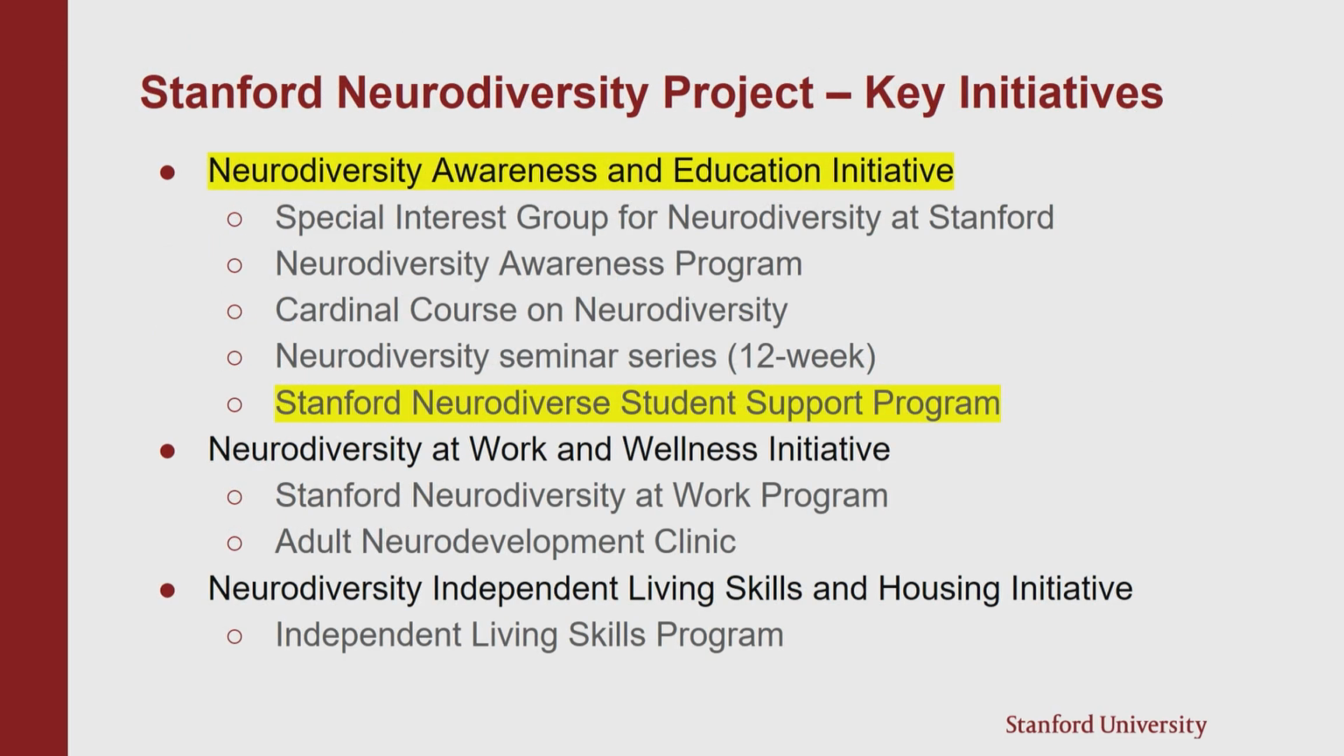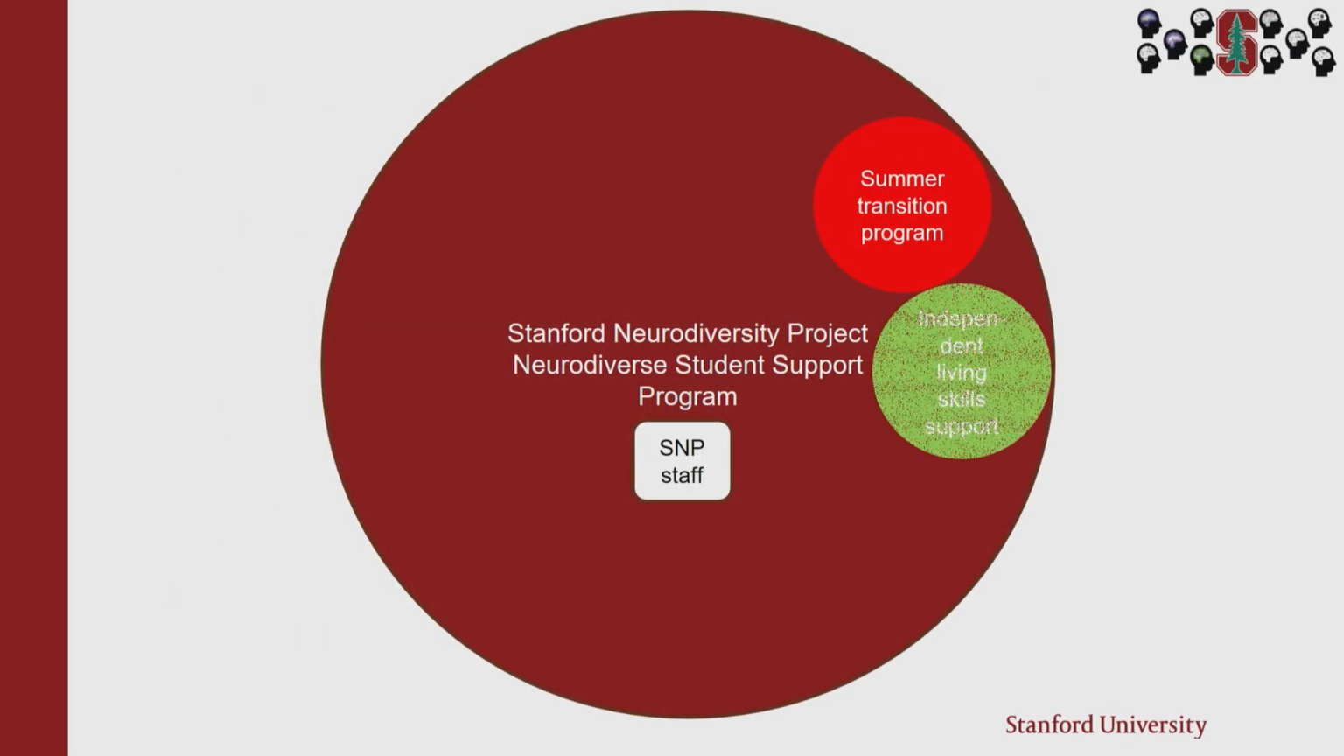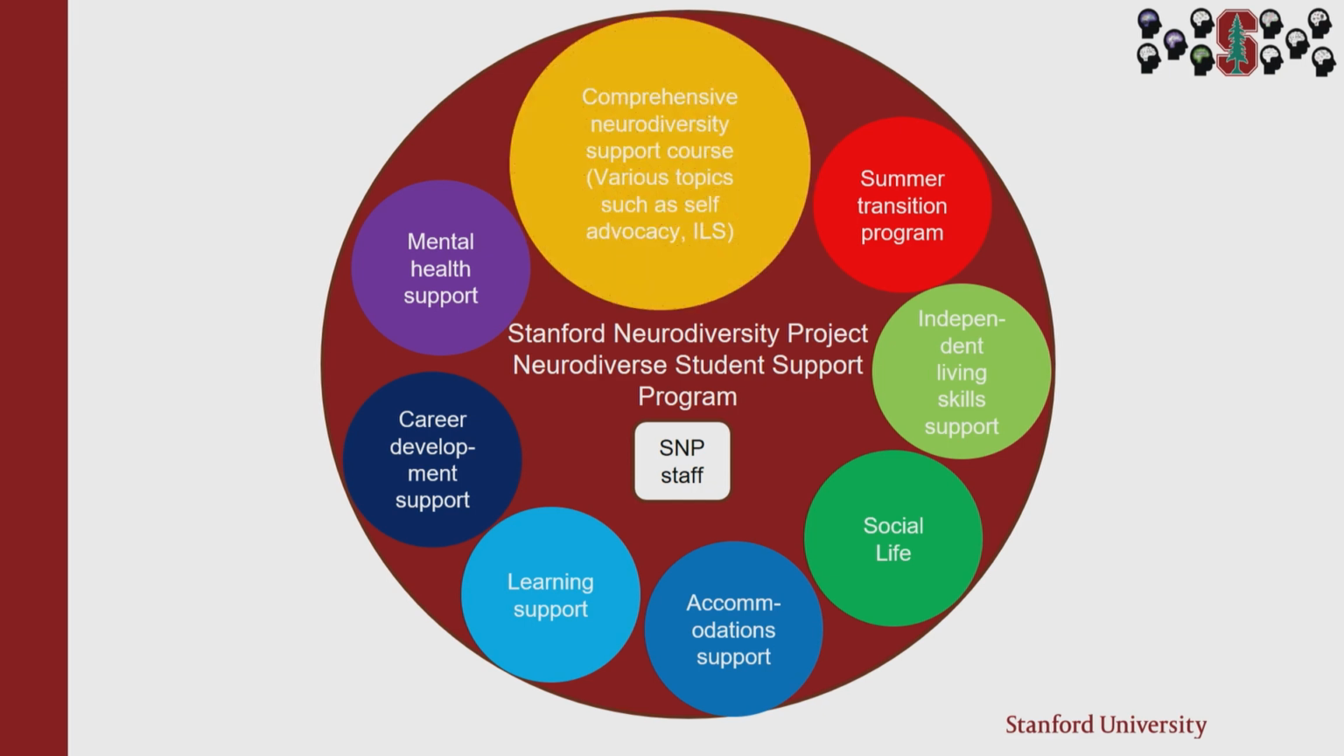The biggest thing that we are trying to launch, hopefully in the summer or fall timeframe, is the Stanford Neurodiversity Project Neurodiverse Student Support Program. We would like to provide transition support for incoming Stanford freshmen: independent living skill support, social life support, help with accommodations, learning support, career development, and mental health support. And we are going to have a course covering all these different aspects.